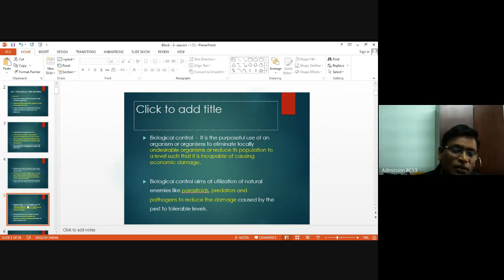And biological control aims at the utilization of natural enemies. You need to understand what this means: the organisms used to kill the pest are our natural enemies. These are the natural enemies which control the pest. Like what are those? The parasitoids, predators and pathogens, to reduce the damage caused by pests to tolerable levels. So these are some of the organisms which are used to control the pest.